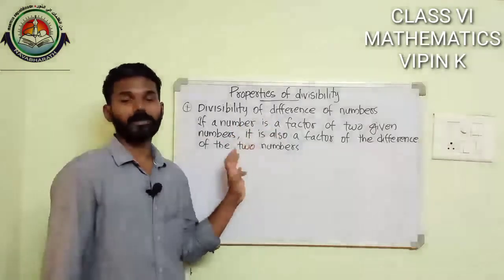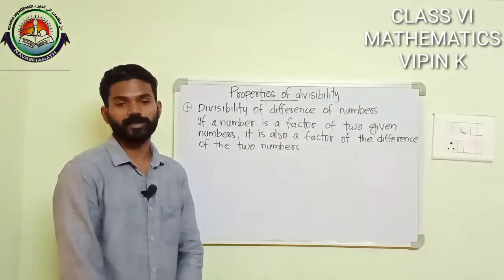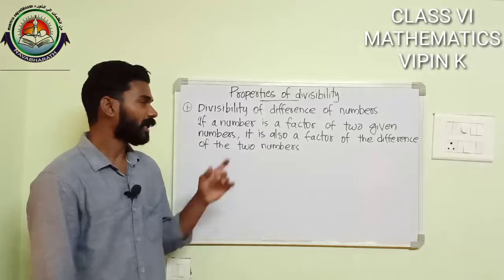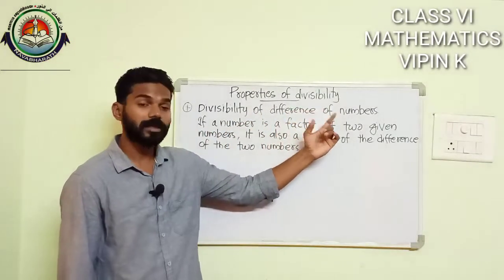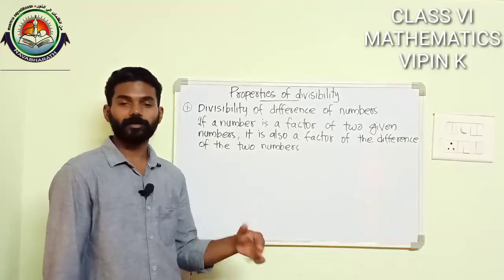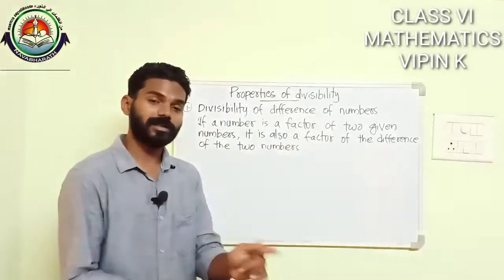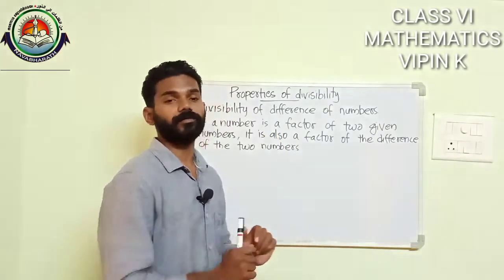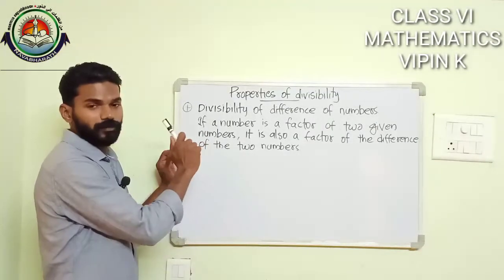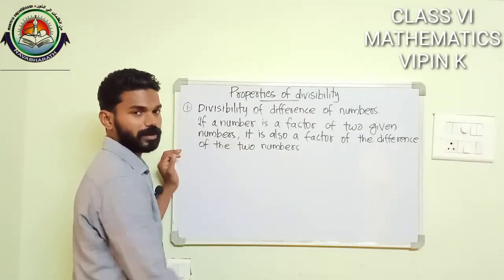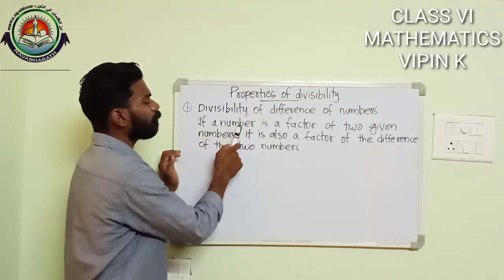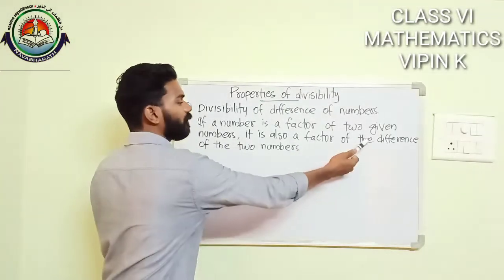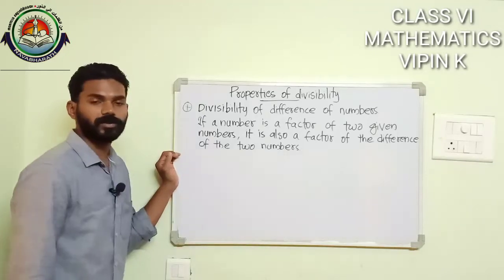This is the fourth property related to divisibility. And it is just the reverse case of the third property. And you can see that it is divisibility of difference of numbers. In the previous property we discussed the divisibility of the sum of two numbers. Here we are going to discuss the divisibility of the difference of two numbers. Okay. So first of all we can read the statement. You can see that if a number is a factor of two given numbers, it is also a factor of the difference of the two numbers.